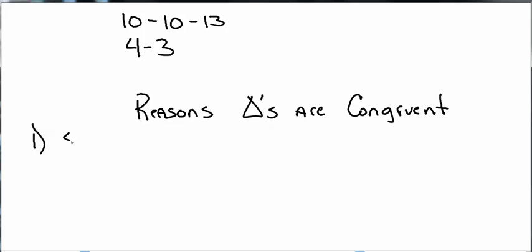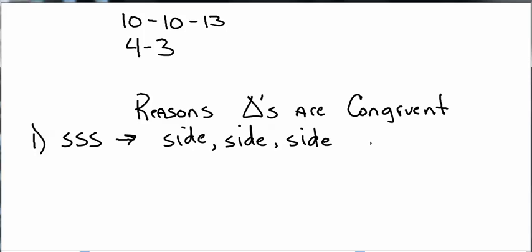Reason number 1, S, S, S, and it stands for side, side, side. And this is going to be AKA, duh. If all the sides of one triangle are congruent to all the sides of another triangle, then yeah, the triangles are congruent. Okay? That's like, duh. No, I get to say it. You don't.